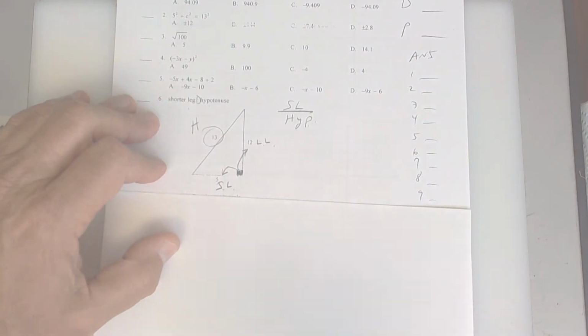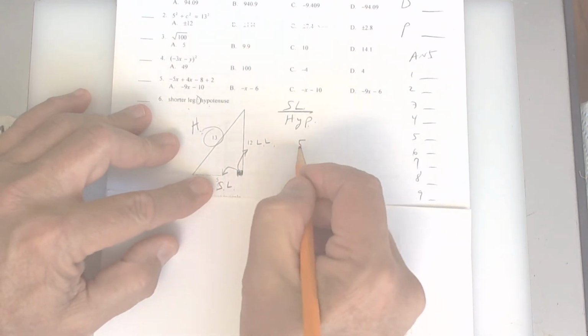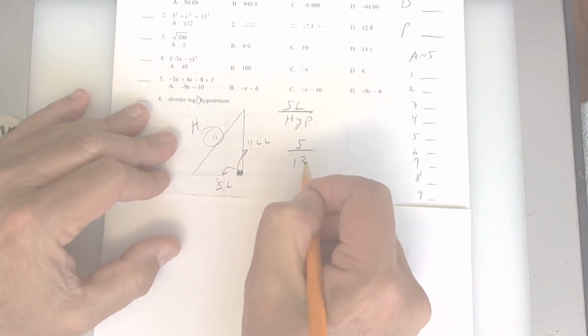Now, they want short leg over the hypotenuse. So put 5 over 13 and you're done. All right, let's go on.